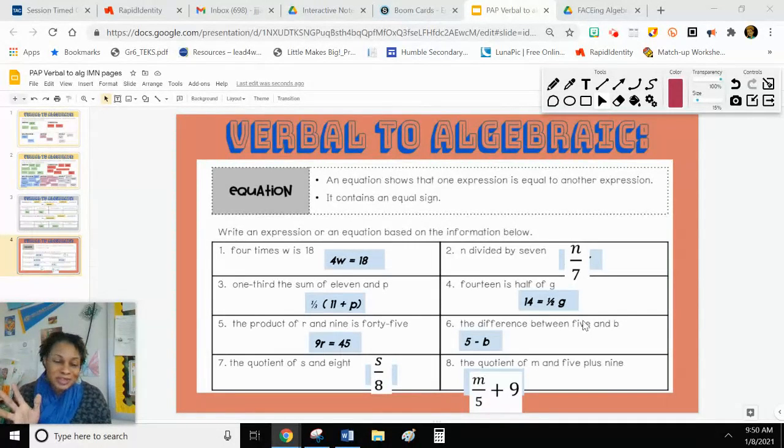And we'll look into this in chapter 6. But if you wrote it this way, that's fine as well. Here we have the quotient of m and 5 plus 9. Remember, m is that numerator, 5 is the denominator, and you're adding 9 to it.